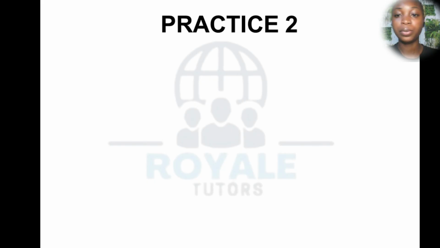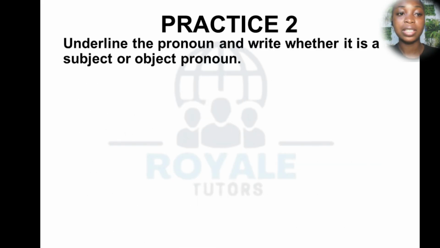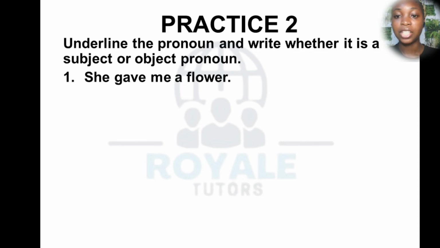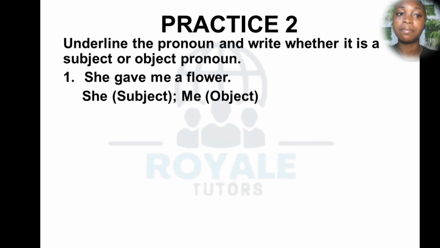So for practice 2, the instruction says underline the pronoun and write whether it is a subject or object pronoun. So now you have to pick pronouns from a particular sentence and then you identify if it is the object or the subject's pronoun. Let's start. She gave me a flower. So the answer, she and me are the pronouns we have here. And then she is the subject's pronoun while me is the object's pronoun.